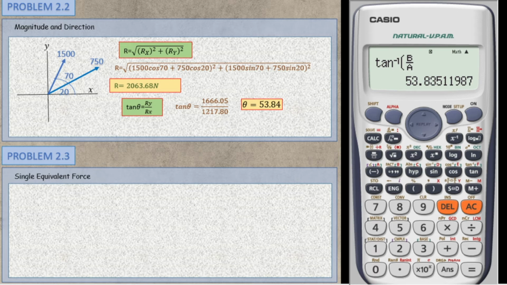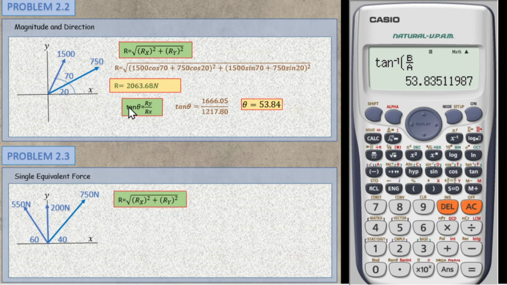Just like what we did on problem 2.2, this will be the free body diagram of problem 2.3. We need to use the same formulas. For the Rx component, we have 750 cosine 40, and then here it lies on the negative x-axis, so negative 550 cosine 60, squared, plus the y component, 750 sine 40 plus 550 sine 60 plus 200, squared. So we have R equals 1196.5044 magnitude.